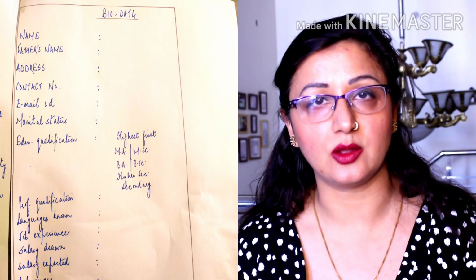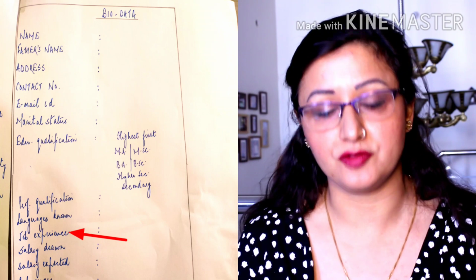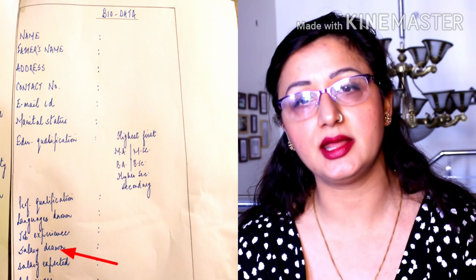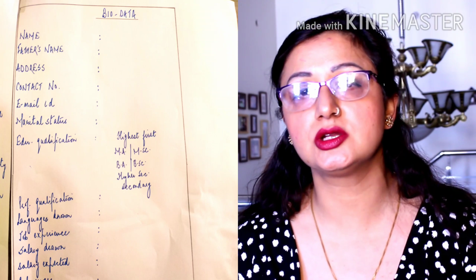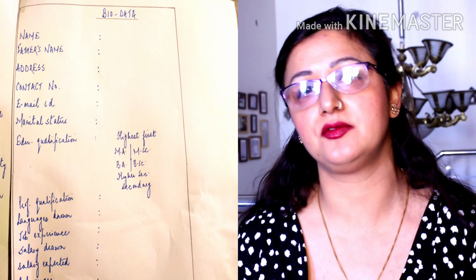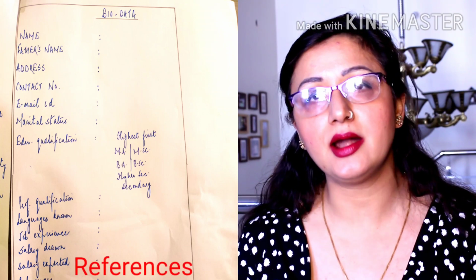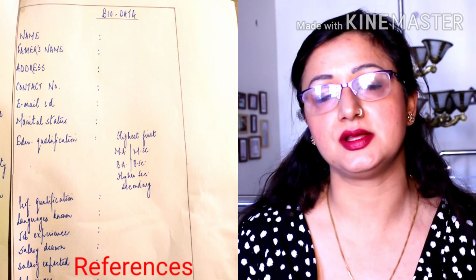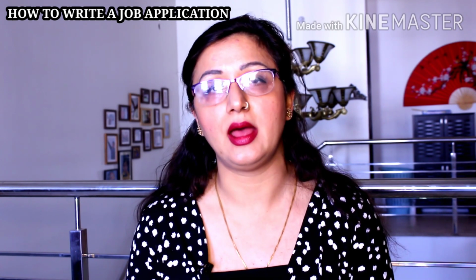Then you can add the languages known, then your job experience, the previous experience of your job. Then you can also add your salary drawn, the salary that you were getting in the previous organization. The next point would be salary expected. And last but not the least, you need to mention 2 references. Now what are references? Whenever you leave an organization, you get a reference letter. You can add the names of those persons, their designations and their contact numbers in the references. So at least 2 references you have to give in a job application.